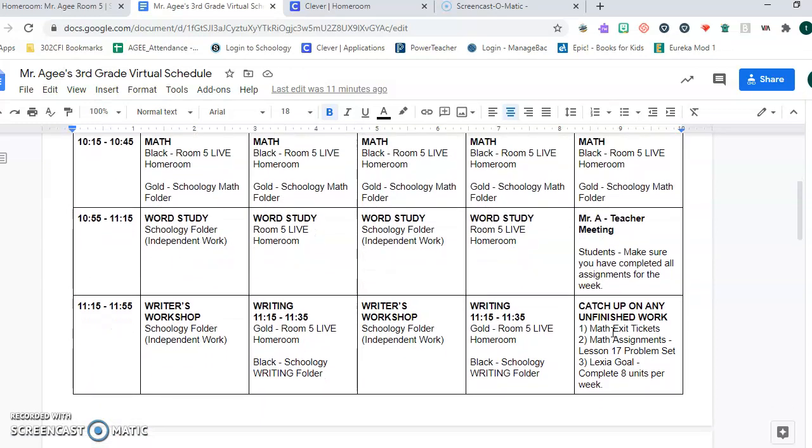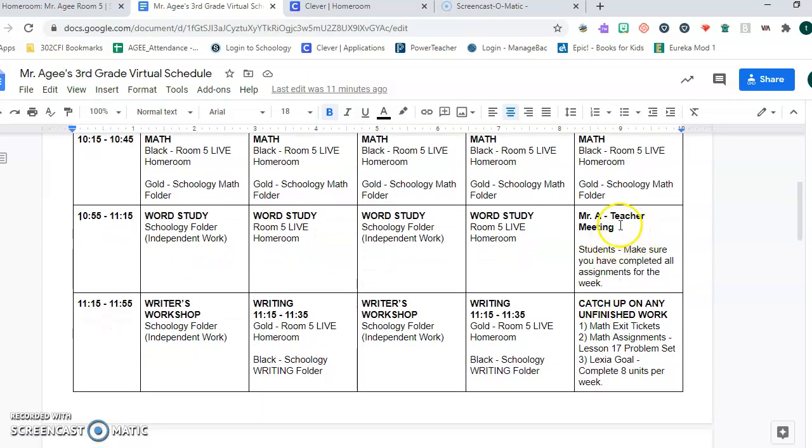And then you've got a chance to, I've got a teacher meeting during this time and it's catch-up work for you. Make sure you've completed all the assignments for the week. Well, this is kind of when you catch your breath, and your list is actually right here where it says catch up on any unfinished work.